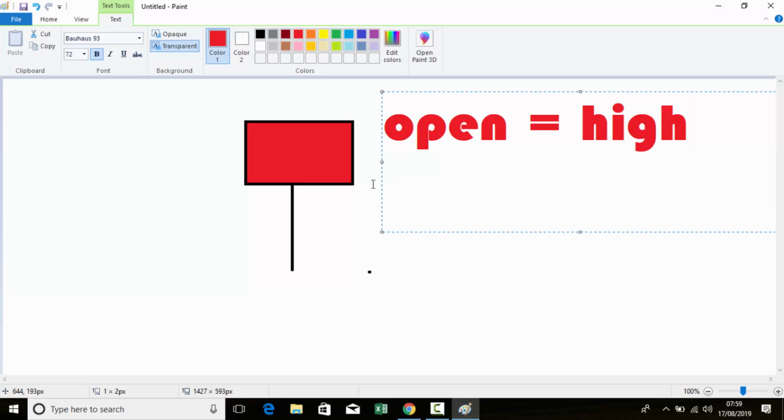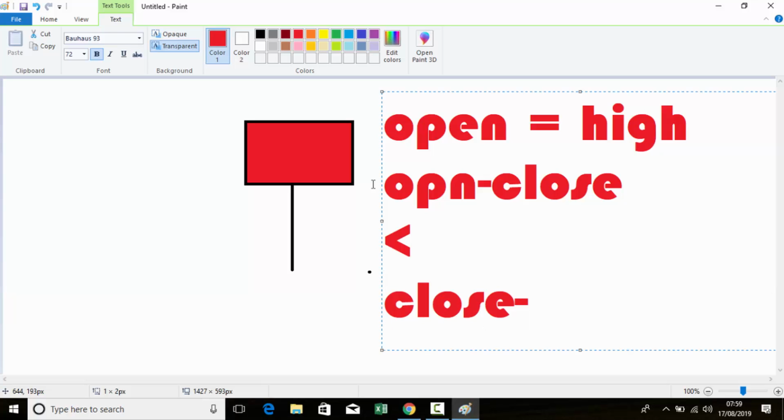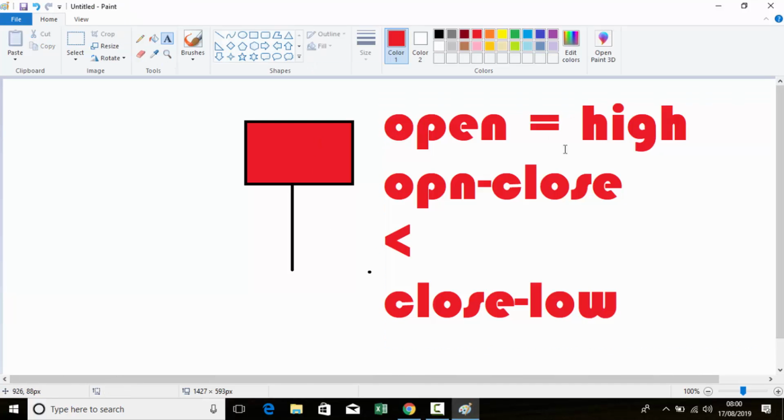And the next condition is open minus close less than close minus low. That is this portion. This is the condition for this candlestick pattern.